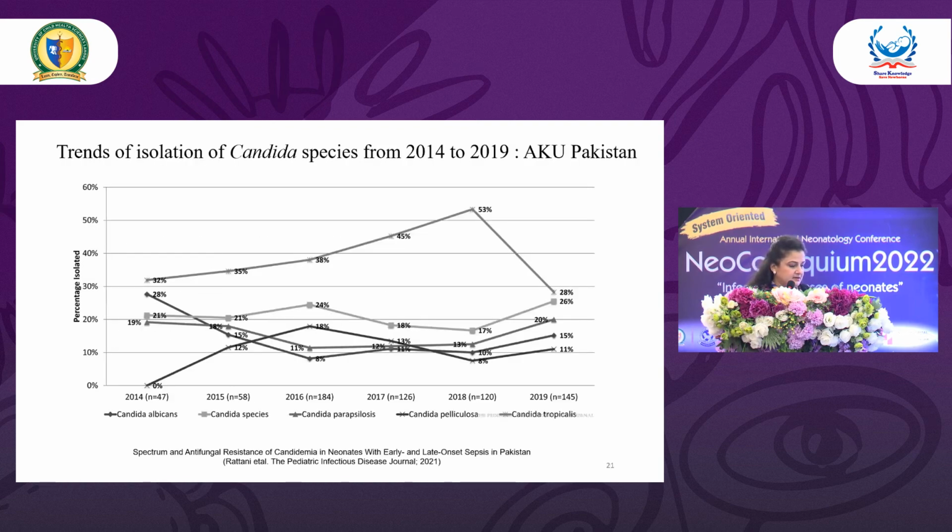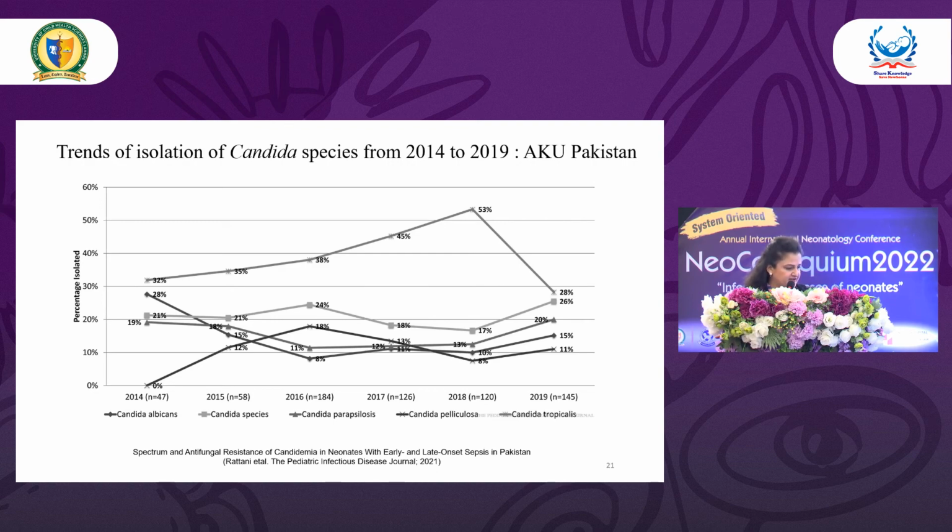So this is work that was recently published and done in the neonatal ICU at Jehan University, where they looked at the trends of isolation of Candida species from 2014 to 2019. And this pointer is not working, right? So as you can see in this, there has been a significant decrease.